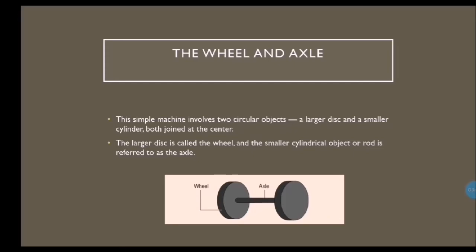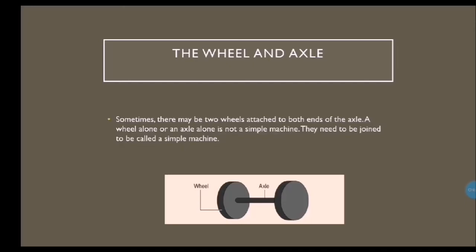The wheel and the axle. The simple machine involves two circular objects, a larger disc and a smaller cylinder, both joined at the center. The larger disc is called the wheel and the smaller cylindrical object or rod is referred to as the axle. Sometimes there may be two wheels attached to both ends of the axle. A wheel alone or an axle alone is not a simple machine. They need to be joined to be called a simple machine.